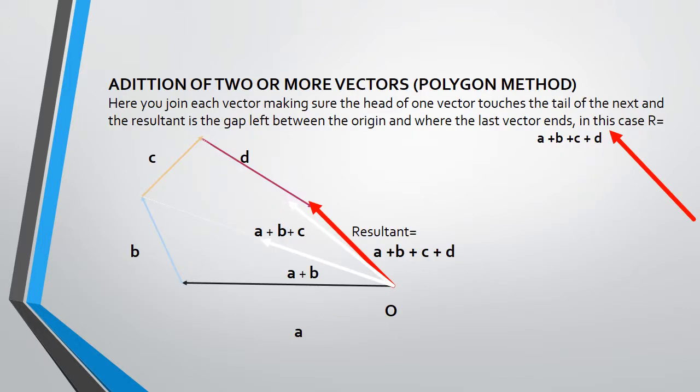Two or more vectors can be added together using the polygon method, where the end of one vector is joined to the start of the next, and the resultant is the distance between the origin and where the last vector ends.